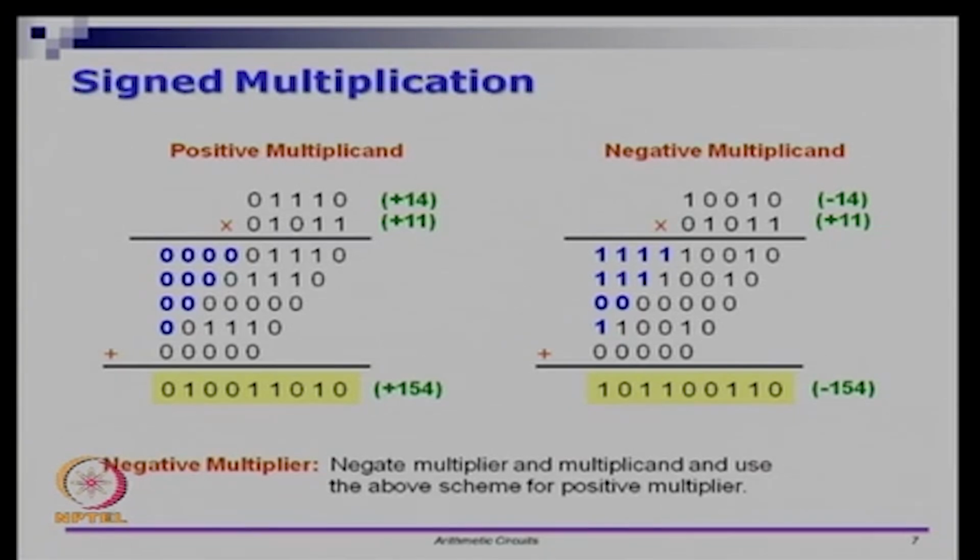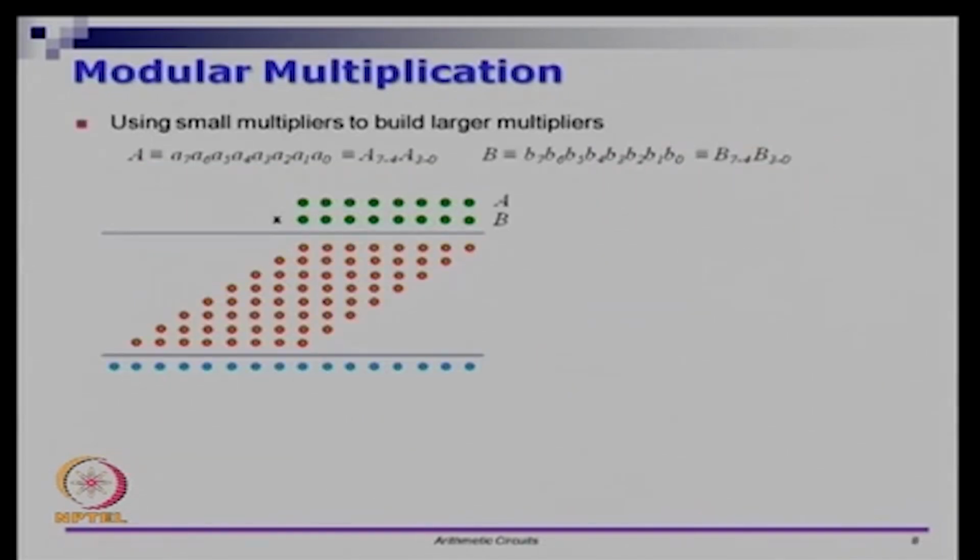So, negation of the multiplier, so a negative multiplier is not a problem, it is only a special case of the previous case that we have discussed so far. You can also do what is called modular multiplication. Instead of doing a bitwise thing, you can take a group of bits at a time and multiply them together.